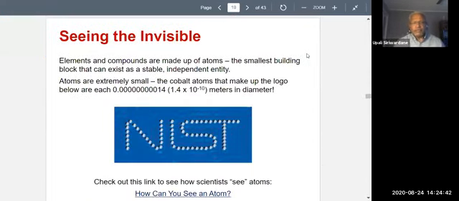Now we are going to go to the most fundamental particle of matter, an atom, which are elements. Elements are made out of one type of atom. An atom is so small, we cannot see it. It's 1.4 times 10 to the negative 10 meters in diameter.